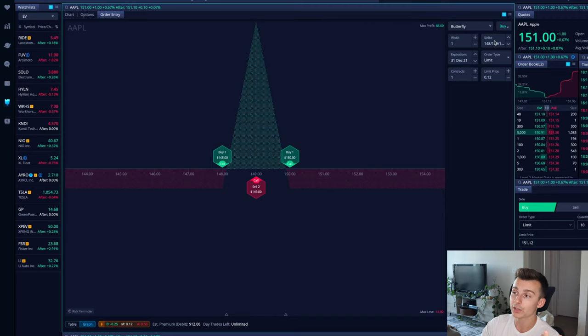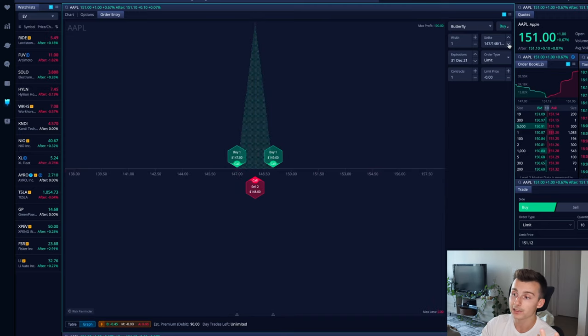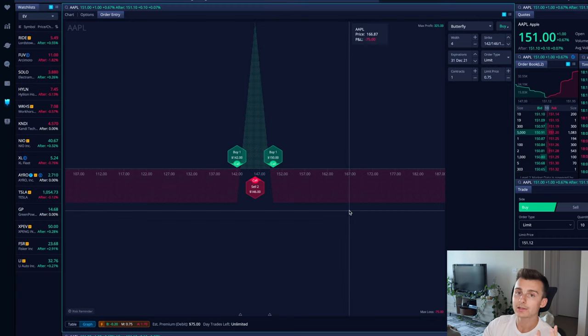Now, of course, I can always go ahead and change my strike prices if I would like to. So I can shift that up here on the top of this screen. I can increase or decrease the width. So what is this going to do? That's going to increase the width of this range that I'm looking for.